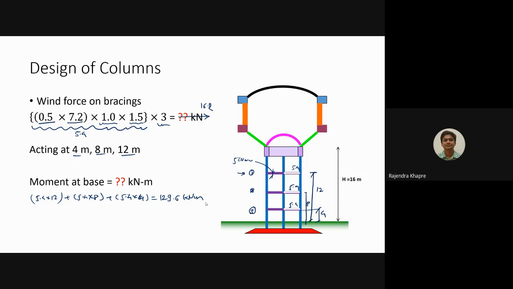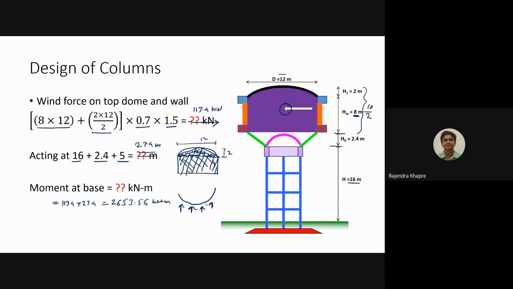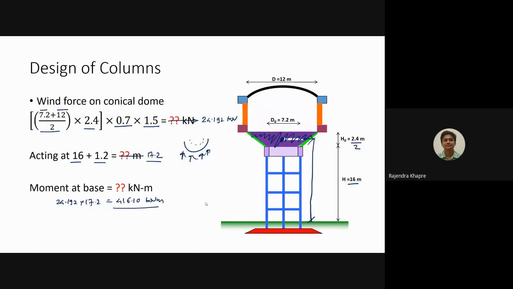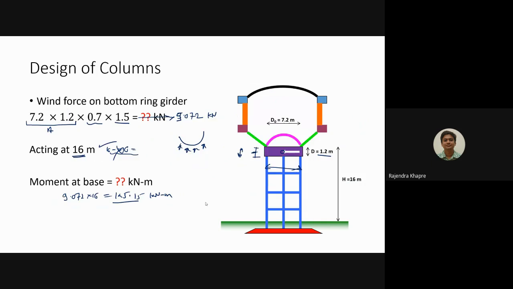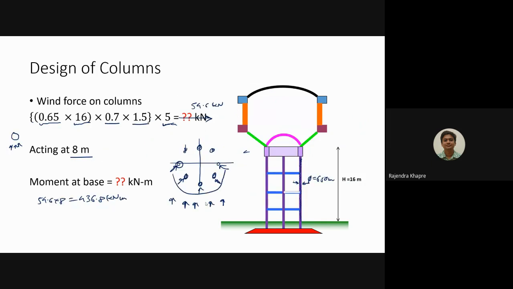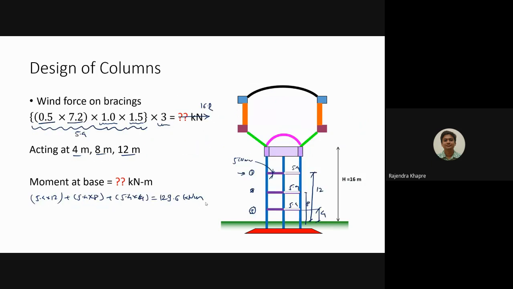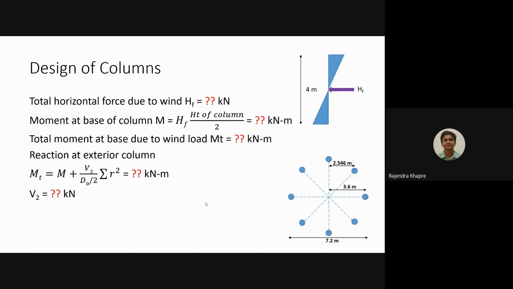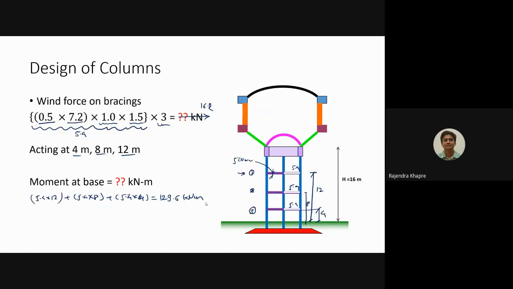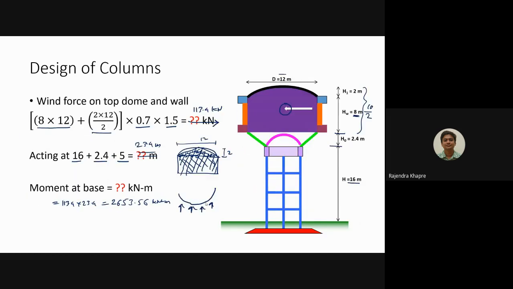Now see, if you turn back, we have calculated the horizontal force and moment due to the wind force at the top dome and wall. Then the second one is the conical dome, third one is the bottom ring girder, fourth one is the column, and the fifth one is the bracing. Now all we have to do is sum up all the horizontal forces.